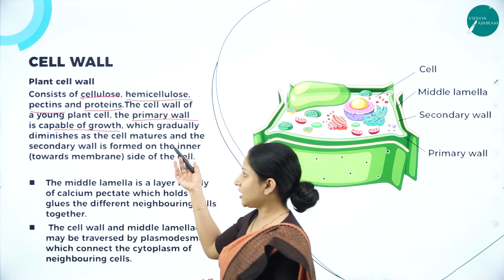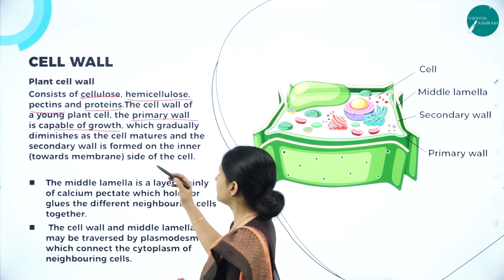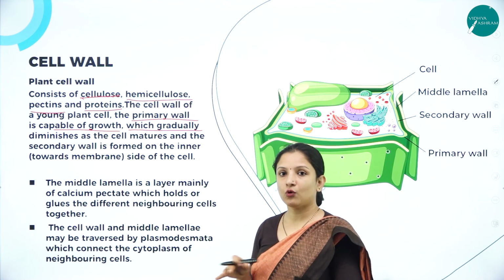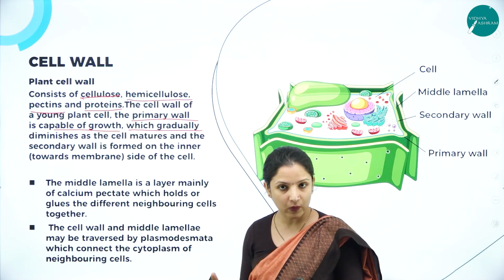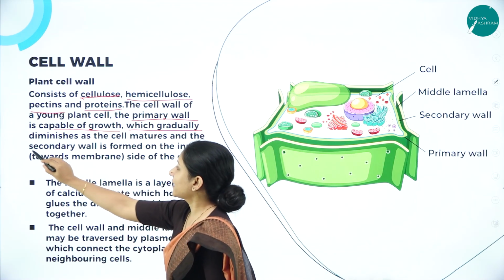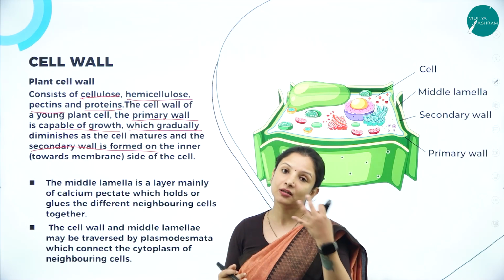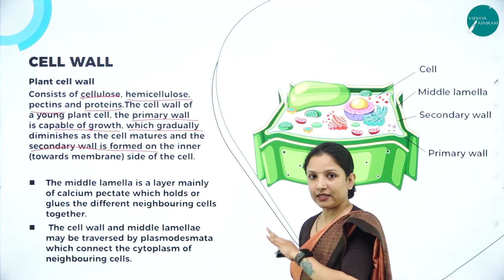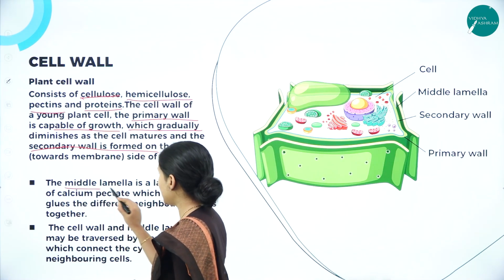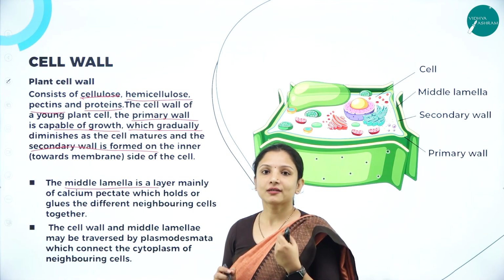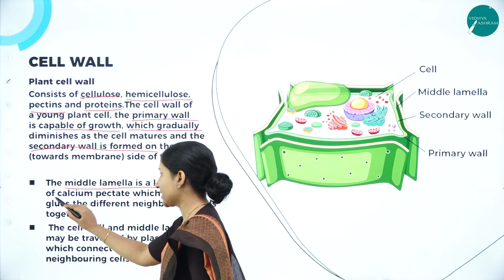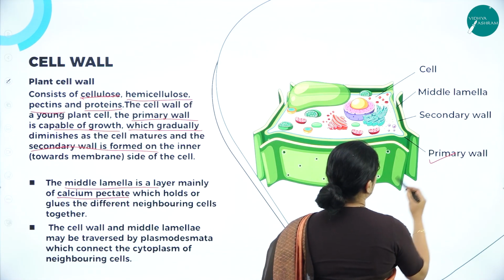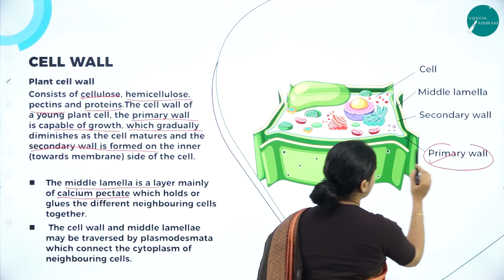The primary cell wall in young plants is capable of growth, and as and when the cells grow and mature, this primary cell wall will be disintegrated. It will just vanish, and in that place, the secondary cell wall will be formed, that is, inner towards the primary cell wall, the secondary cell wall will get formed. And this secondary cell wall contains the middle lamella, and what is this middle lamella made up of? It is made up of calcium pectate. So we have the primary cell wall which forms the outermost layer, as you can see here.